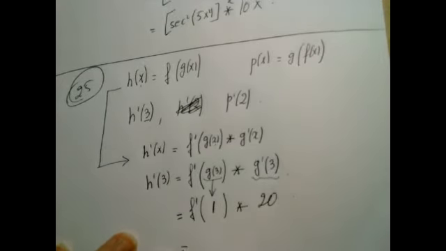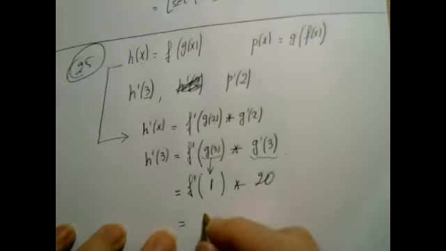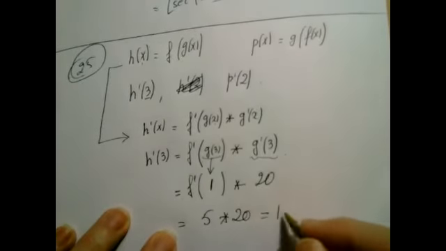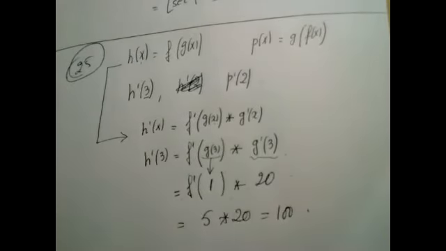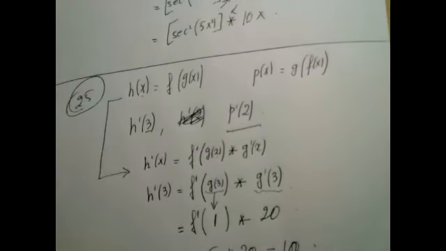But we're not done yet. I need f prime at 1 because that's g of 3. Back to the table. F prime at 1, according to the table, is equal to 5. 5 times 20 is 100. Okay, so those are nice problems. We don't have numbers involved, but actually it's helping us to understand. Okay, now we'll do the same for p, and let's do that.